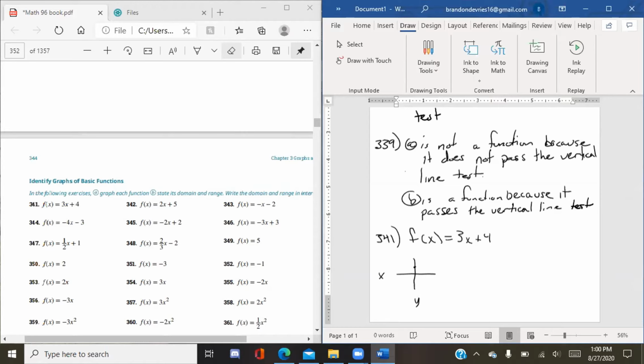So 3 plus 4 is 7. So the x value would be 1, and then the y would be 7. And then -1. So it'd be -3 plus 4, so 1. And then you can just connect the dots to make the line.